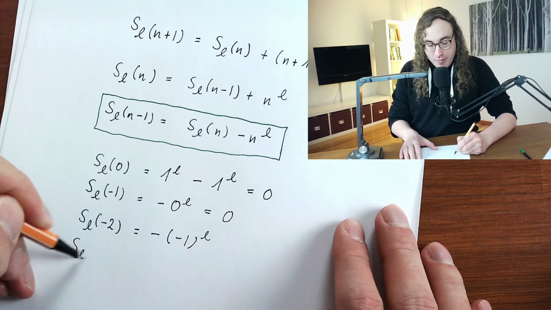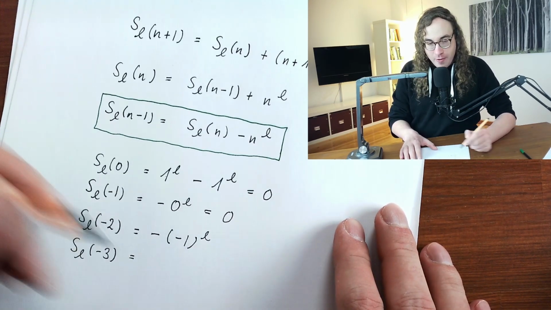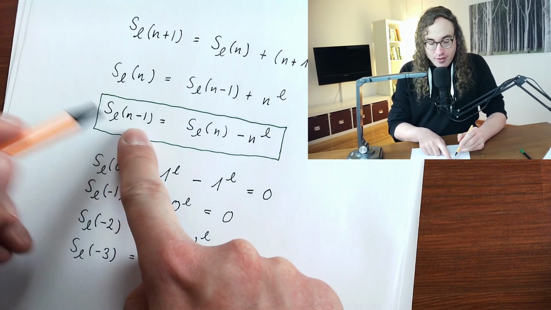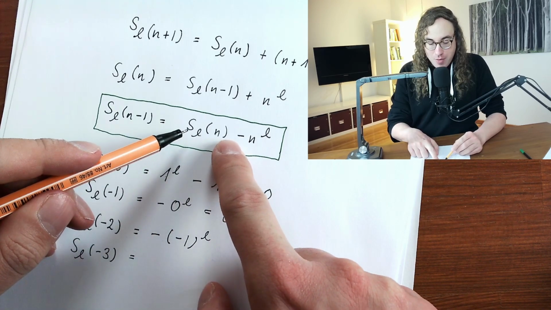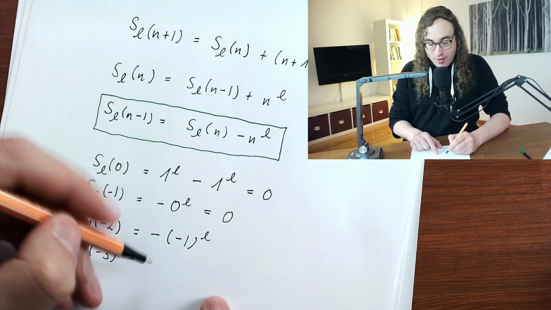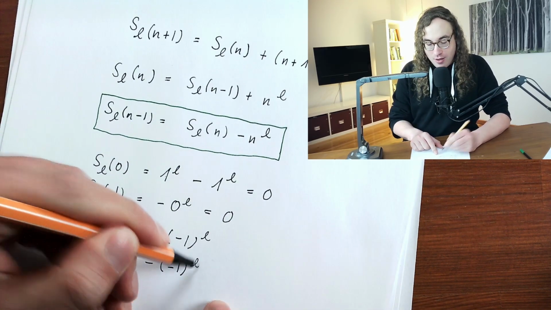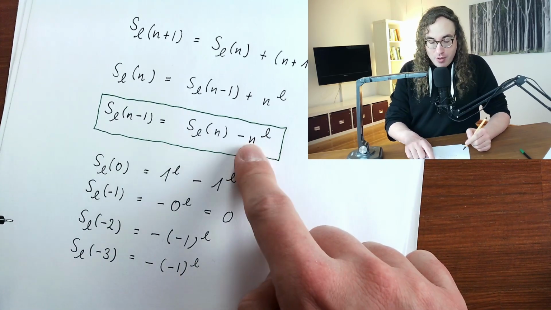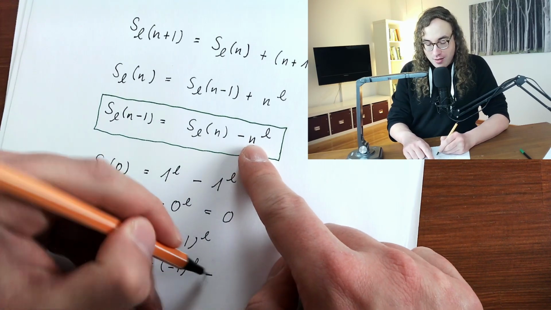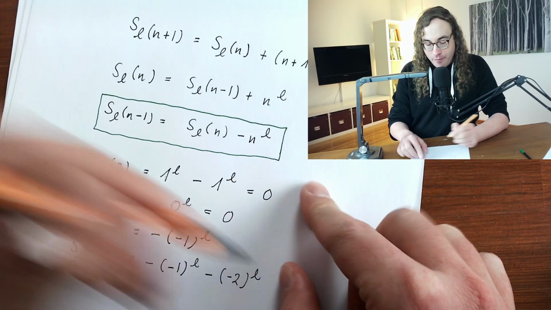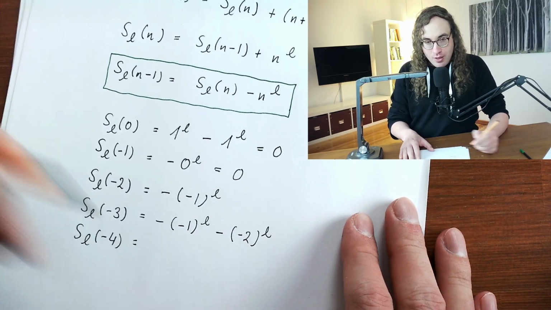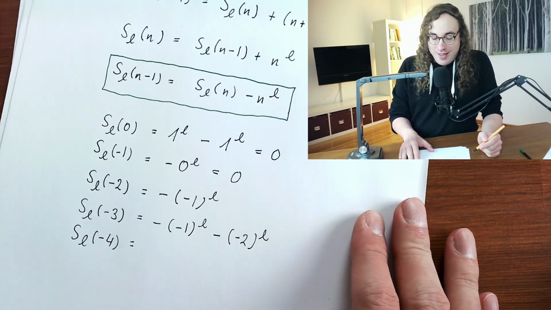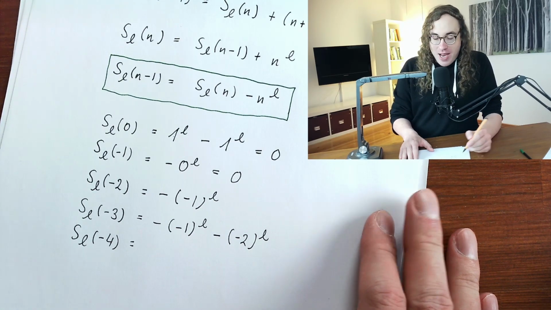Let's do SL of minus 3. This time n is minus 2. So I get SL of minus 2, which I've just computed. So this is minus 1 to the L. Minus, and now remember, n was minus 2. So minus 2 to the L. Okay, so now let's do SL of minus 4. Sorry if this seems like it's getting a little bit boring, but you'll see a pattern soon.